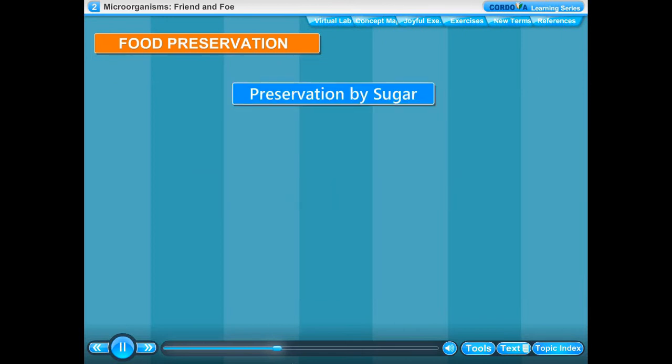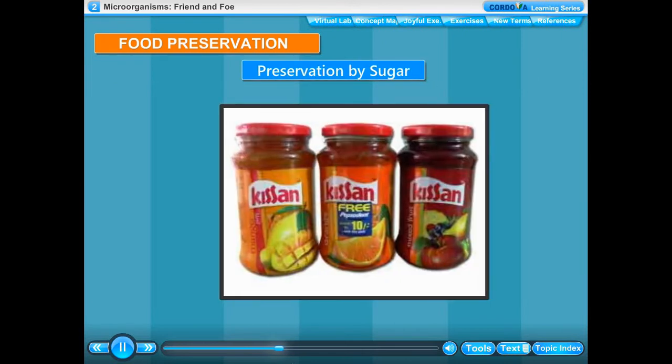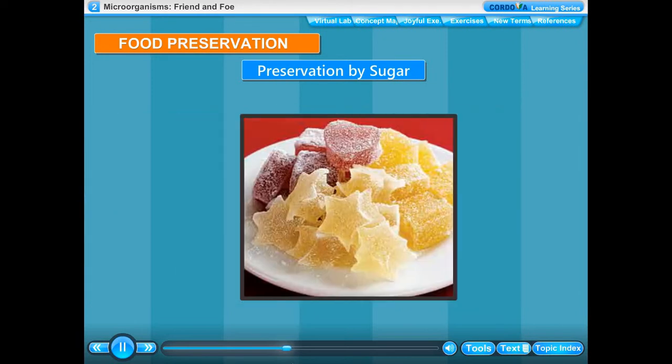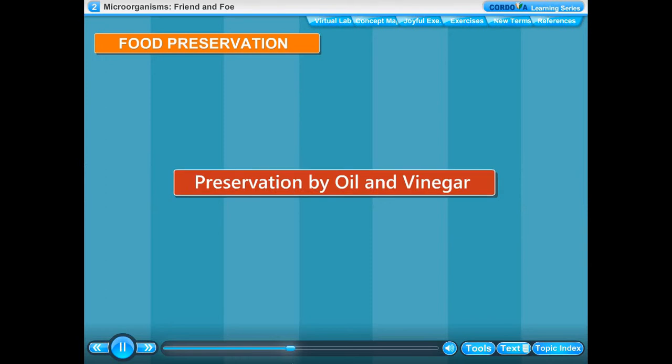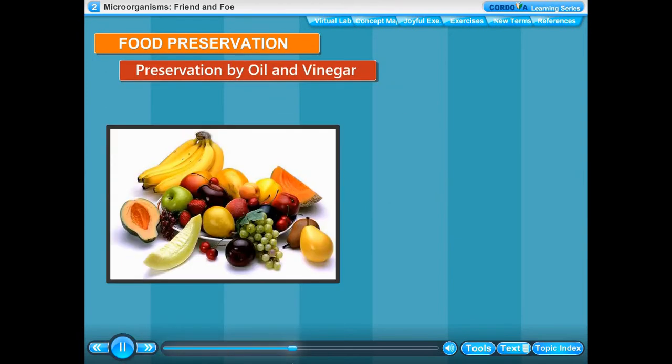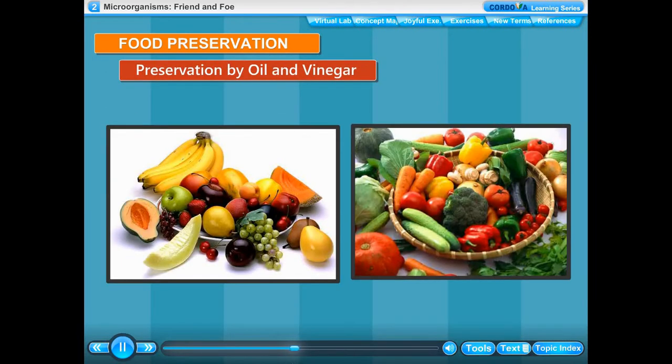Preservation by sugar. Sugar reduces the moisture content of the food, thus inhibits the growth of food-spoiling microorganisms. Jams, jellies, and squashes are preserved by sugar. Preservation by oil and vinegar. Oil and vinegar prevent the growth of food-spoiling microorganisms. Fruits and vegetables are often preserved by this method.